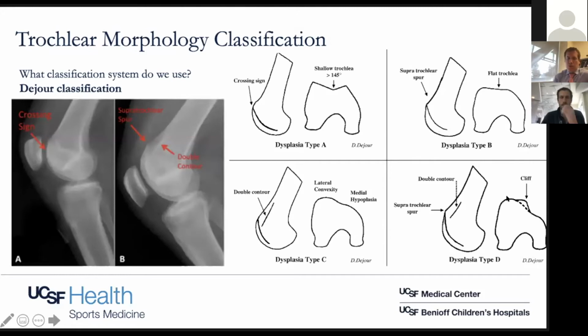These are important. Most of the time, we're not talking about altering the trochlea, but it's important to recognize if they're dysplastic, because that can be a risk factor for ongoing instability.